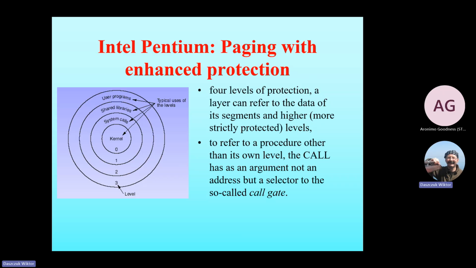The idea was quite good, but nobody uses this mechanism. The operating system authors use only 0 level and 3 level. This is for operating system, this is for user programs. Those 2 are not used. So we cannot say how efficient it is, because nobody applied this protection model.